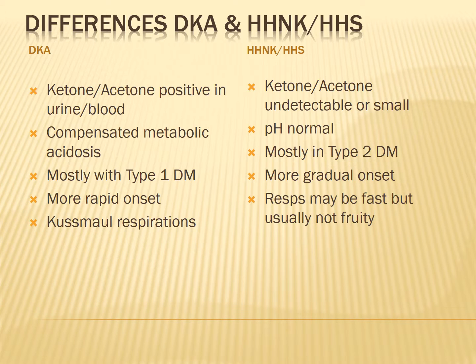On the other hand, if we look at HHNK, HHS, what's different about it is the acetone in the blood is undetectable or very small, and the ketones in the urine are very small or undetectable. Their pH remains normal, therefore both the bicarb and the CO2 are normal as well. We mostly see this in type 2 diabetics, and it has a much more gradual onset than DKA, and the respirations can be fast, but they're not fruity smelling. So those are our differences.